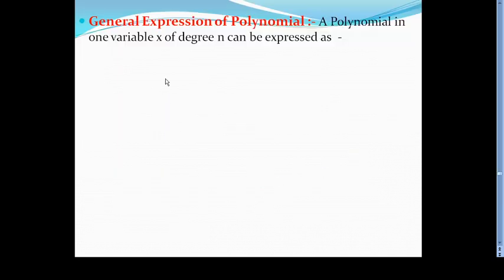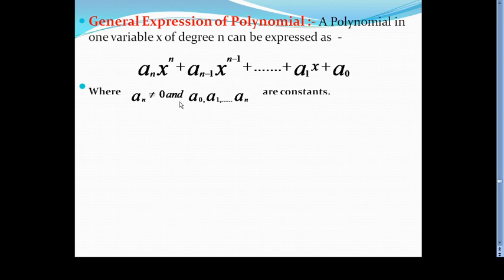Okay. Now, the general expression of a polynomial. A polynomial in one variable x of degree n can be expressed as a_n x raised to the power n plus a_(n-1) x raised to the power n minus 1, plus and so on, a1 x plus a0, where a_n should not be equal to 0 and a0, a1, a_n are constants. These are constants, or you may say these are the coefficients, and this is the variable x, and n is the degree. So the highest degree we will write first, afterwards the lower degrees. See, n minus 1, n minus 2 and so on.